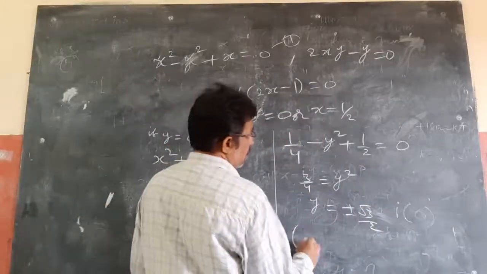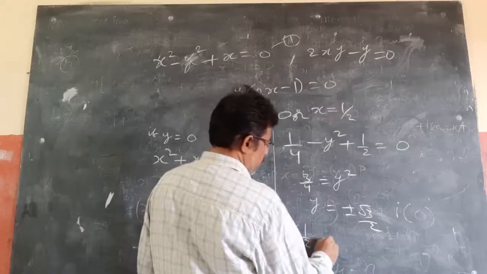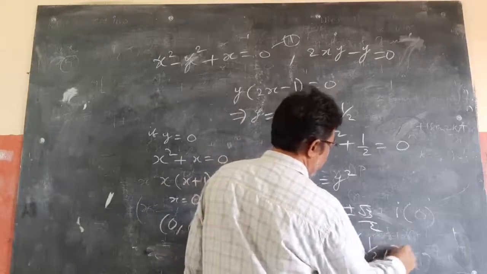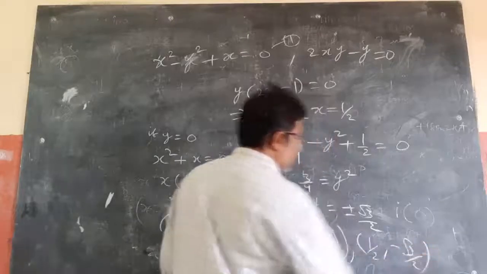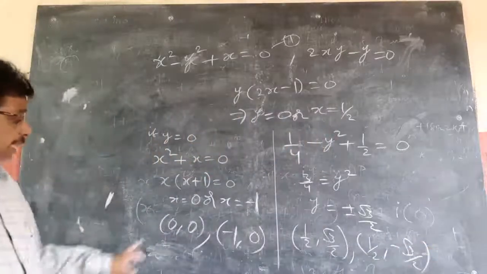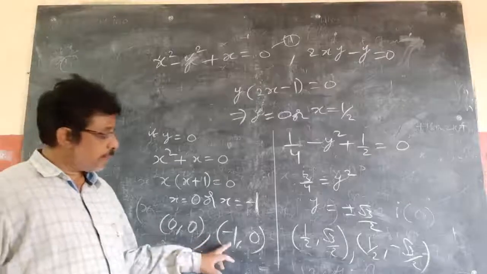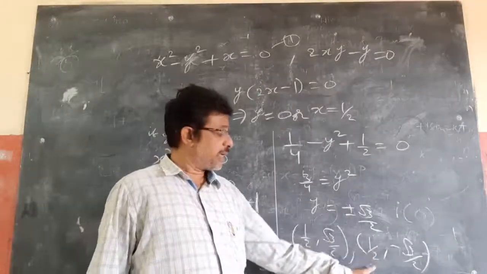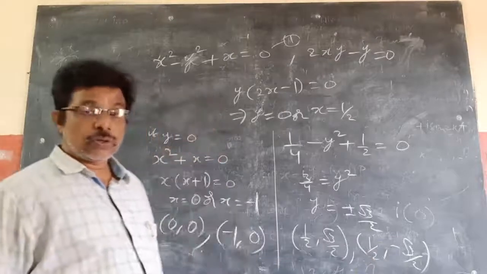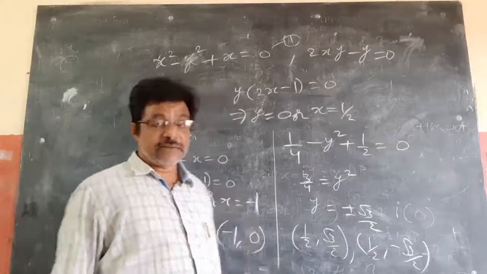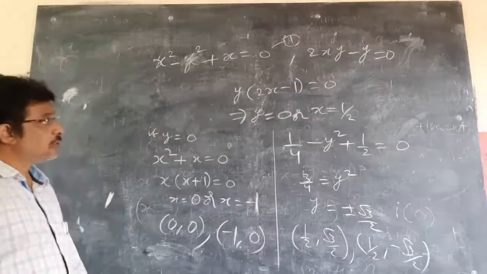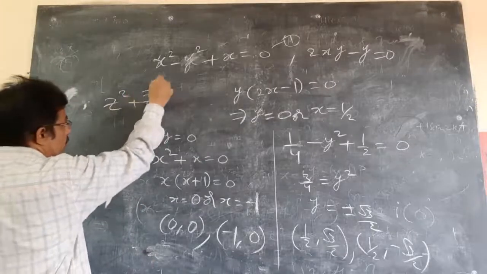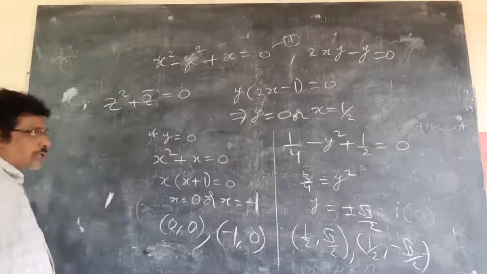Means 1 by 2 comma plus root 3 by 2, 1 by 2 comma minus root 3 by 2. Finally, how many solutions did I get? Either 0 plus 0i, minus 1 plus 0i, 1 by 2 plus root 3 by 2i, or 1 by 2 minus root 3 by 2i. So there are 4 solutions for the given equation. So the number of solutions of the equation z square plus z bar equal to 0 is 4.